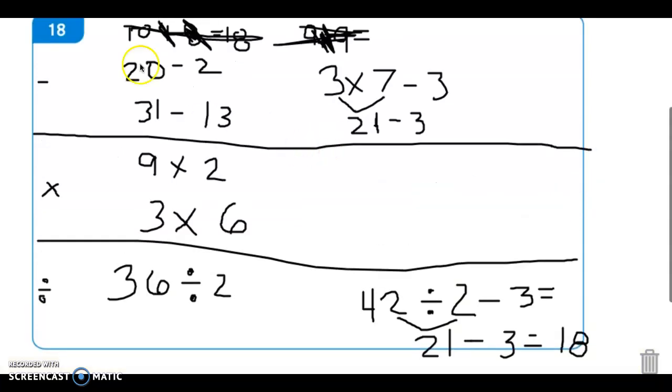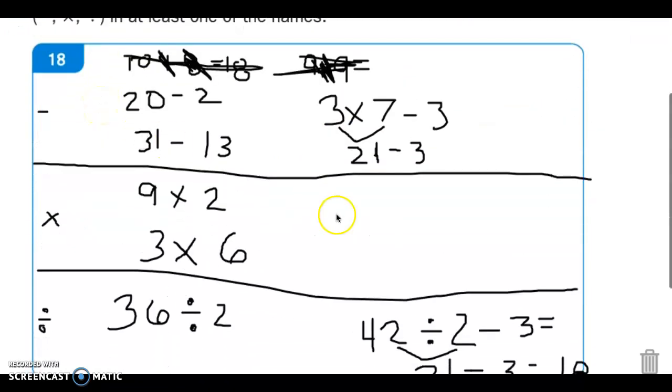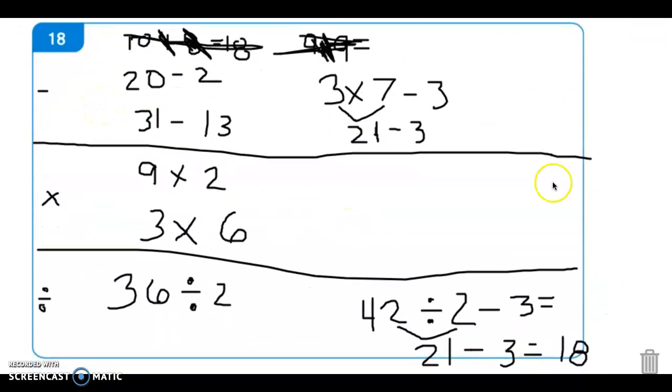Could you have different ones in different categories? Yes, of course. But remember, none of these problems could have an 8 in it or addition, right? No plus and no 8 because those were broken. But these are all great ways to figure out our solution or our answer as number 18.